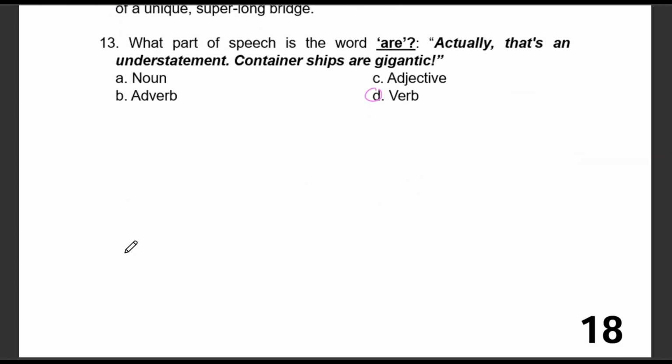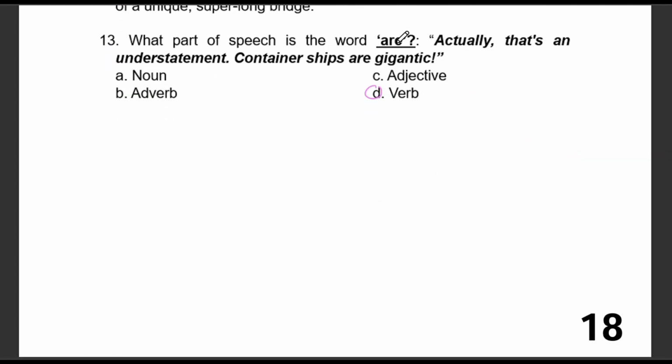Question 13. What part of speech is the word are in the sentence? Actually, that's an understatement. Container ships are gigantic. A. Noun. B. Adverb. C. Adjective. D. Verb. The correct answer is D. Verb. Remember, are is a form of the verb to be. It shows a state of being, like saying I am happy or they are tall.